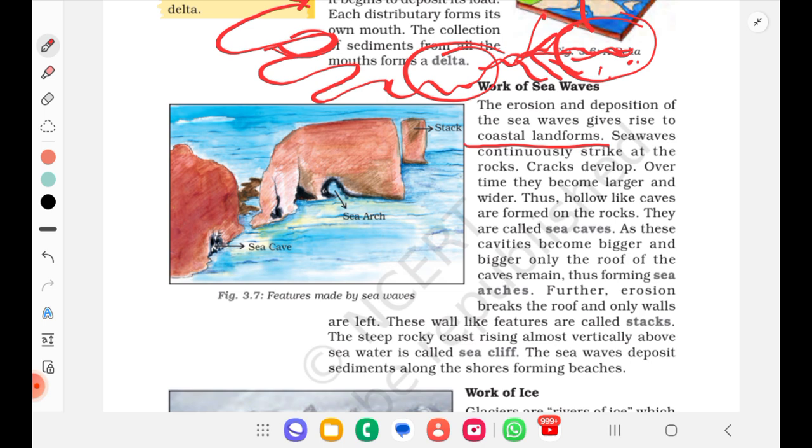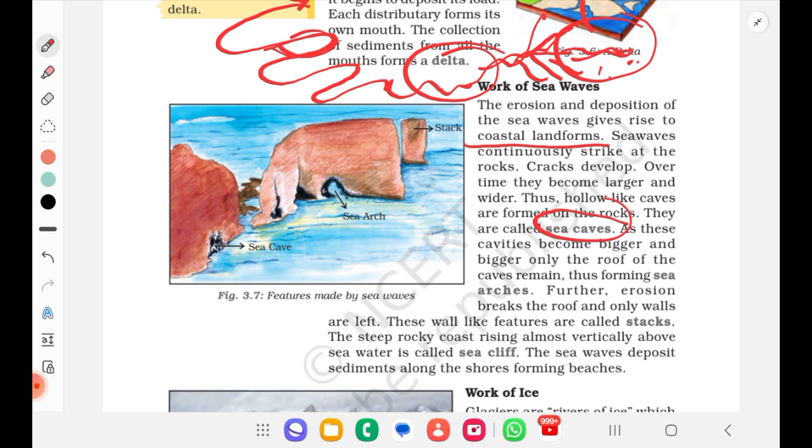Sea waves continuously strike at the rocks. Over time, the cracks become larger and wider, and thus hollows like caves are formed in the rocks. They are called sea caves. Because of sea waves, sea caves are formed, because continuous erosion will be there.